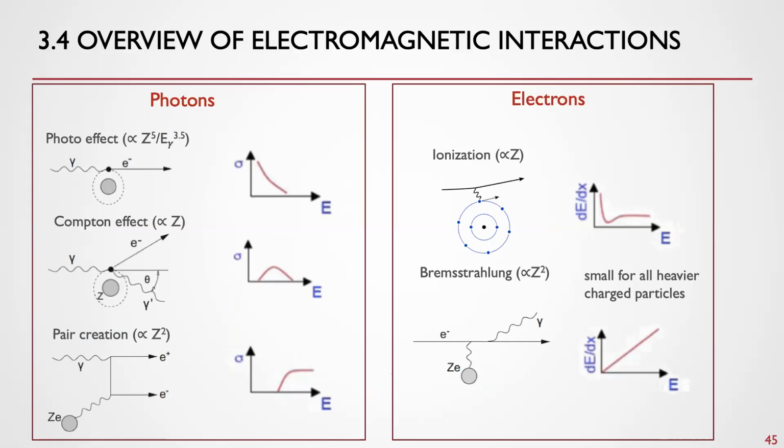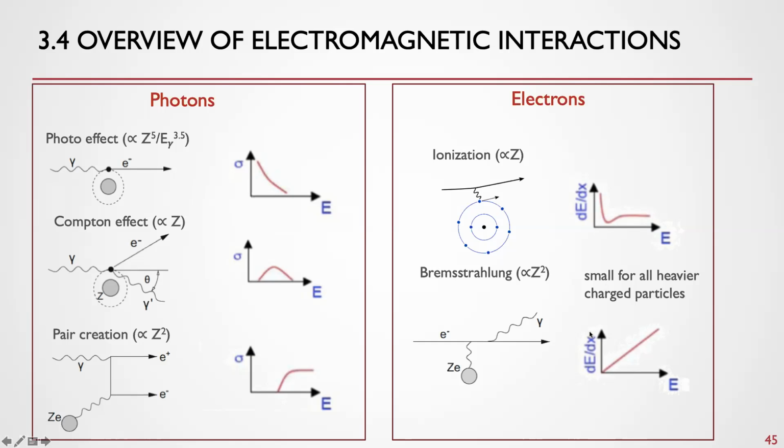And now let's compare. We take one more step away and look at an overview of all the electromagnetic interactions for photons and electrons. Again, photo effect with its edge-like structure, it falls. Then Compton effect proportional to Z, maybe in the MeV regime, and pair creation above an MeV or so. For the electrons, we have an ionization contribution that is, however, completely surpassed by the bremsstrahlung, which goes with Z squared of the target material.